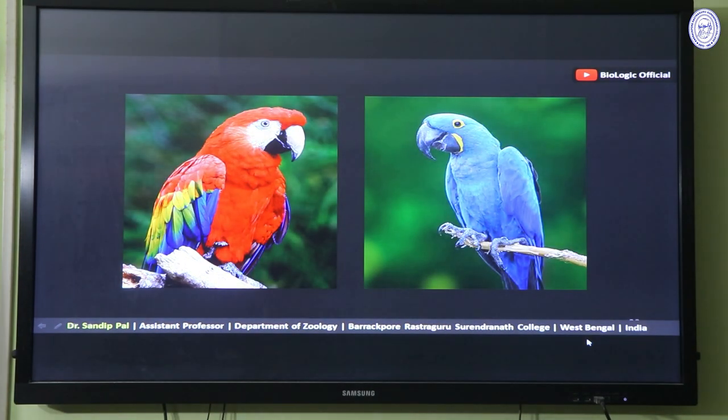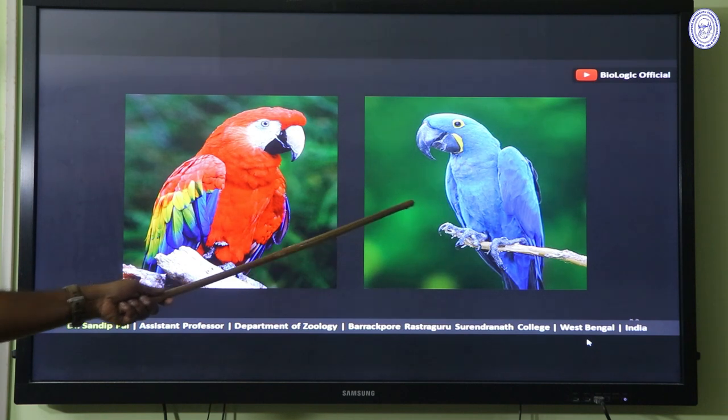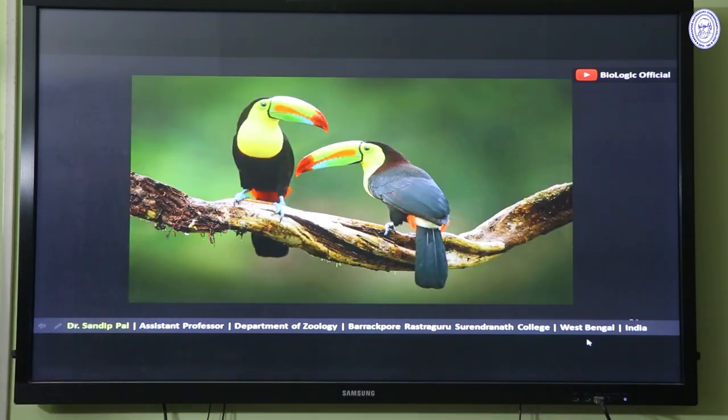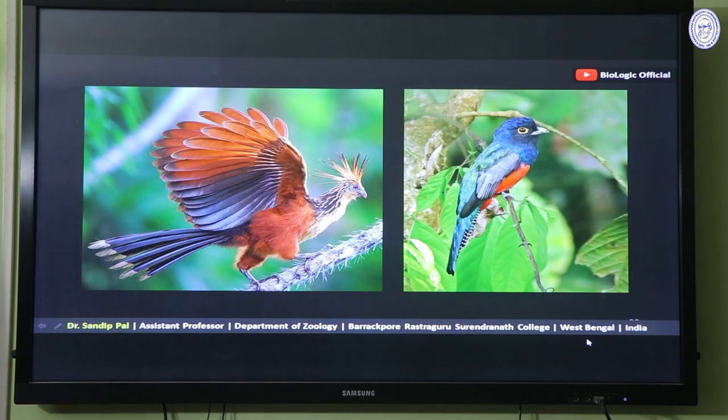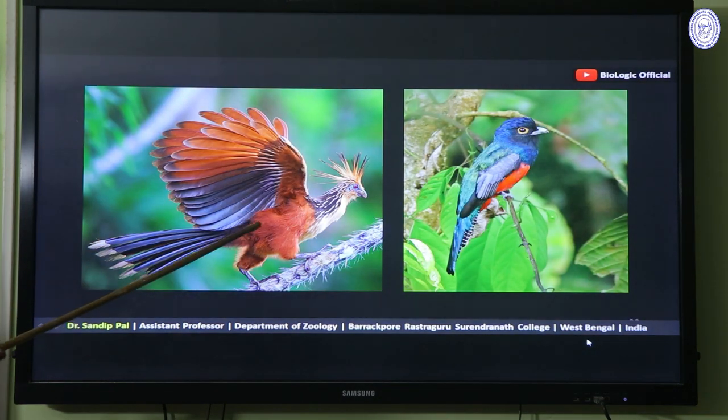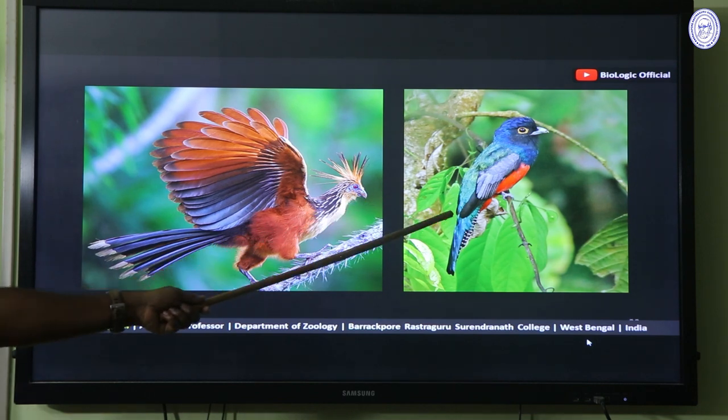Next, birds, macaws. There are different kinds of macaws. I have presented here only two. This one is scarlet macaw, this one hyacinth macaw. This bird is called toucan, having large bill. This bird is motmot, and this one is trogon.